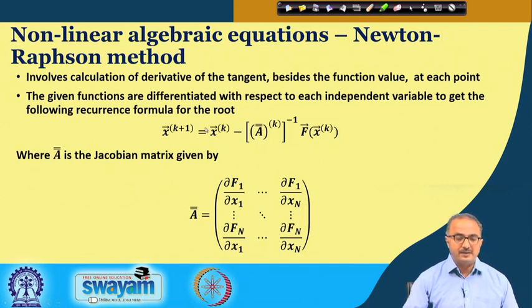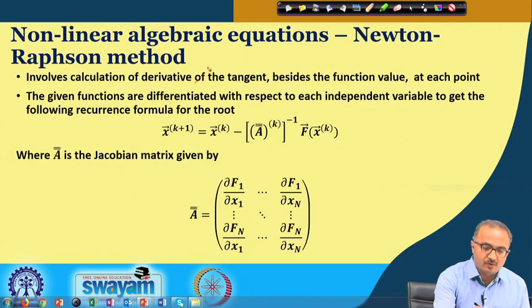So, here is the recurrence formula again for this particular method. Again, I am not going into the detail of it. This A is the Jacobian matrix, and this Jacobian matrix is nothing but a matrix of partial derivatives of each of the functions with respect to each of the independent variables. So, I have shown you how this particular Jacobian looks.